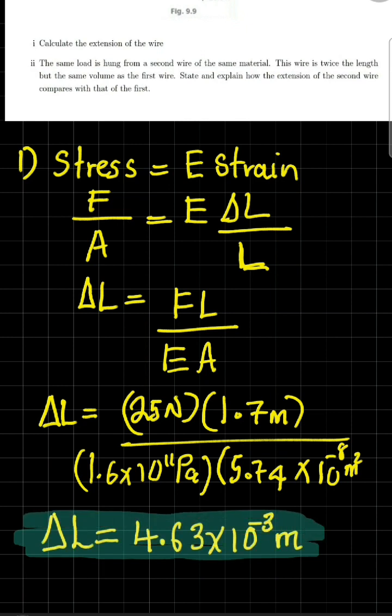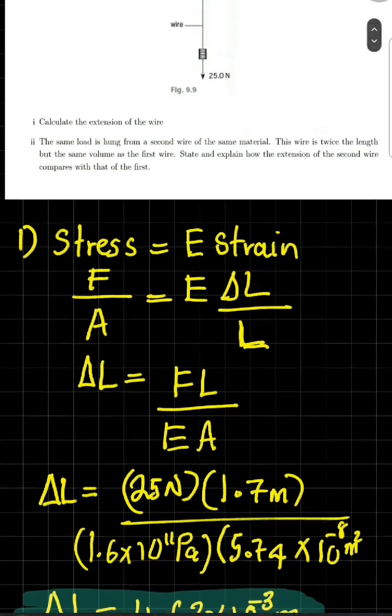So let's go to part 2 now. What does part 2 say? Part 2 says the same load is hung from a second wire of the same material. So that means the Young's modulus is maintained. This wire is twice the length but the same volume as the first wire. State and explain how the extension of the second wire compares to that of the first.